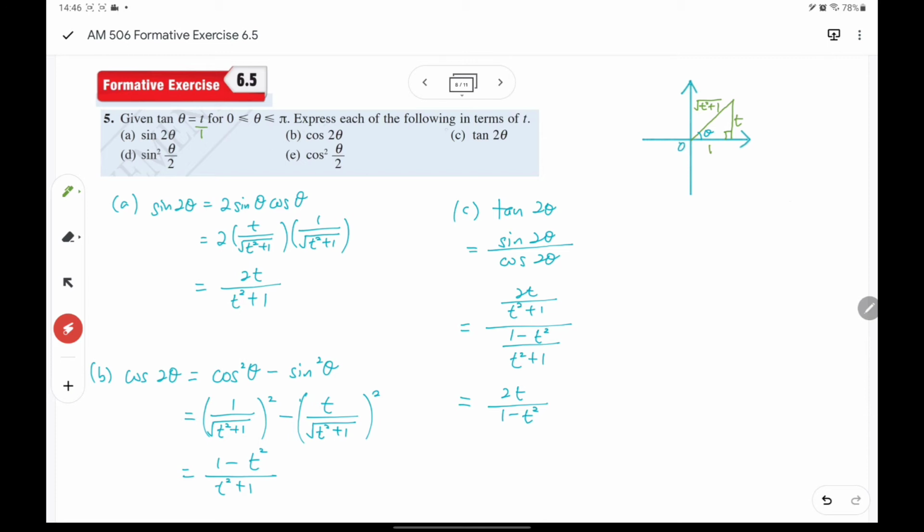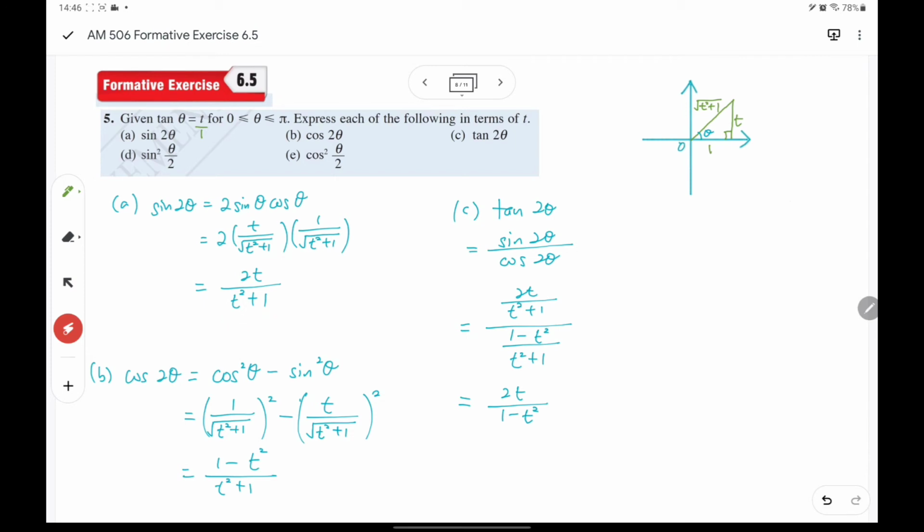So express each of the following in terms of t. A, sine 2 theta. Sine 2 theta is actually 2 times sine theta cos theta. Sine theta is opposite over hypotenuse. Cosine theta is adjacent over hypotenuse. So we get 2 times t over root of t squared plus 1. Cosine theta is 1 over root of t squared plus 1. So root times root, we have t squared plus 1 as our denominator. And the numerator will be 2 times t times 1, which is 2t. So finally, we have 2t over t squared plus 1.